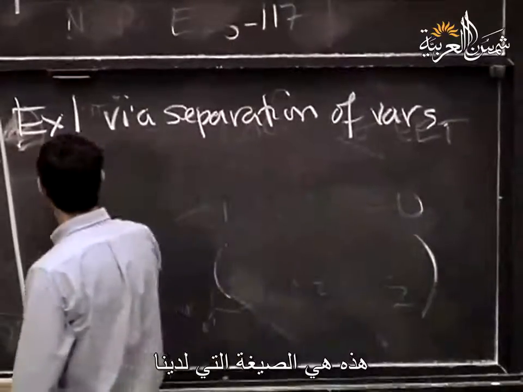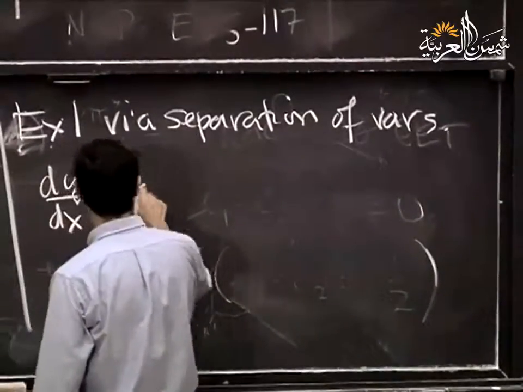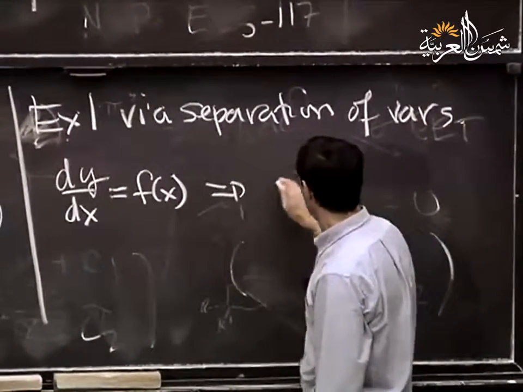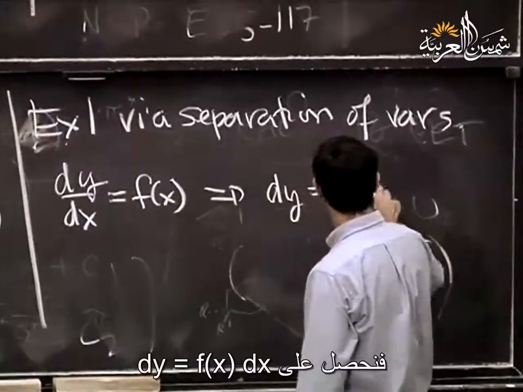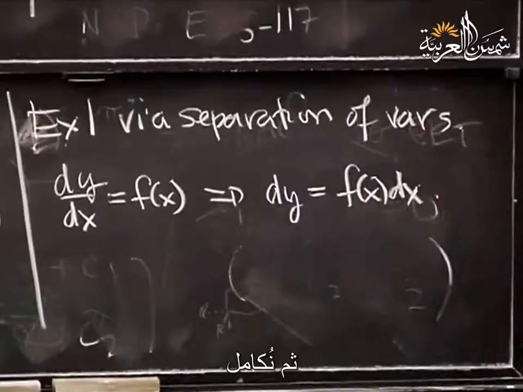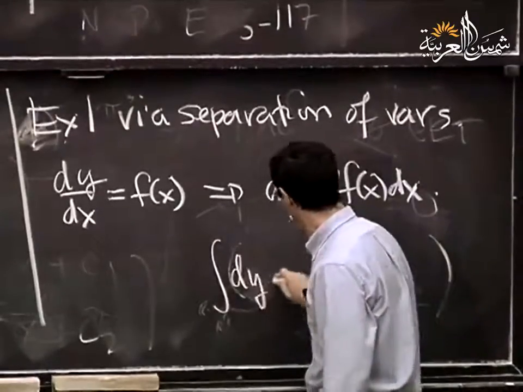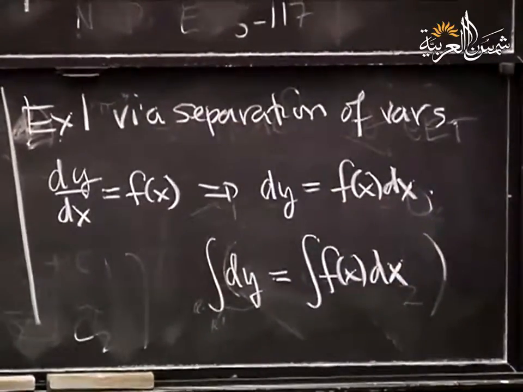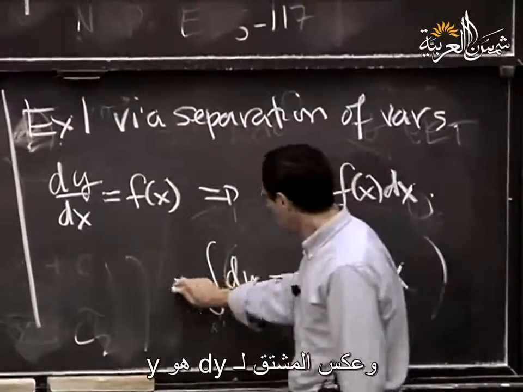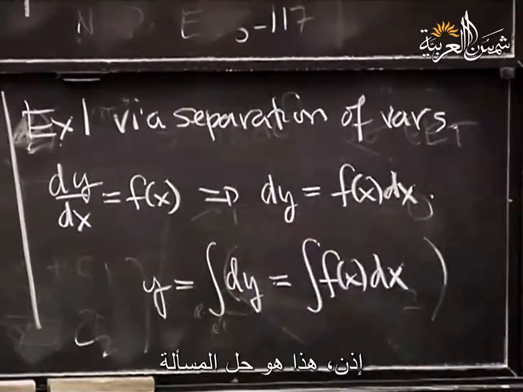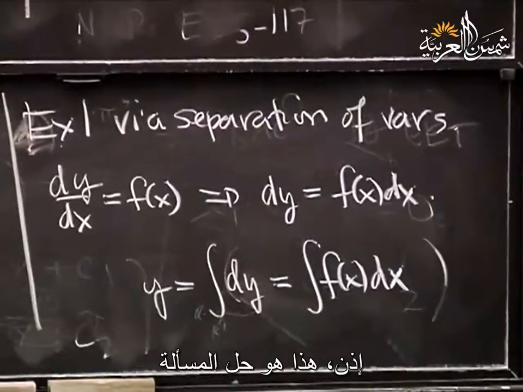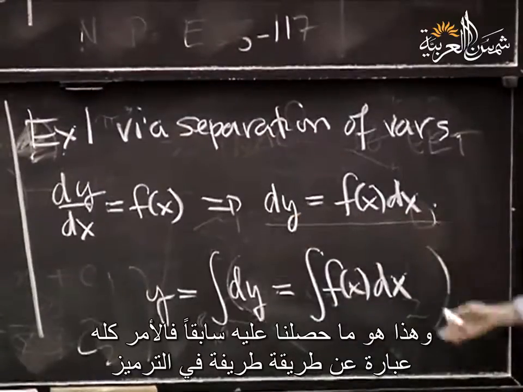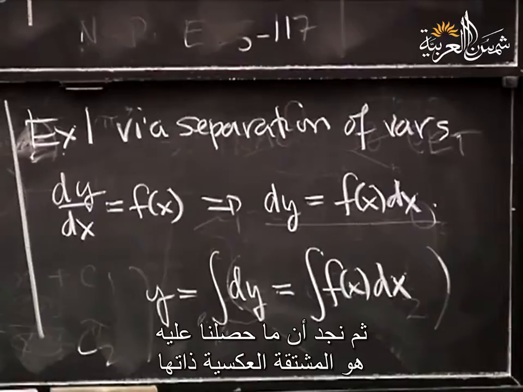The situation is this. And the separation just means you put the dx on the other side. So this is dy is equal to f of x dx. And then we integrate. And the antiderivative of dy is just y. So this is the solution to the problem. And it's just what we wrote before. It's just a funny notation, and it comes to the same thing as the antiderivative.